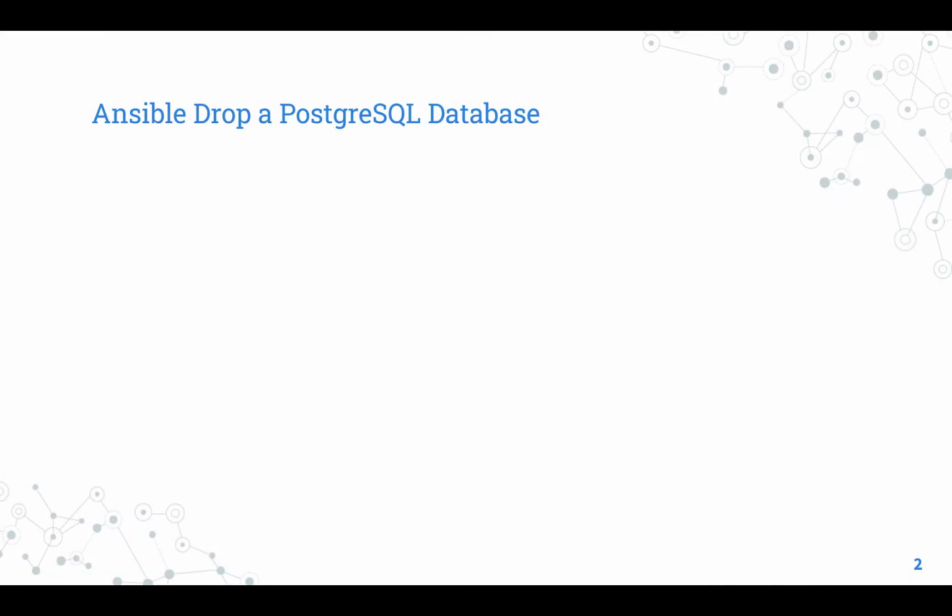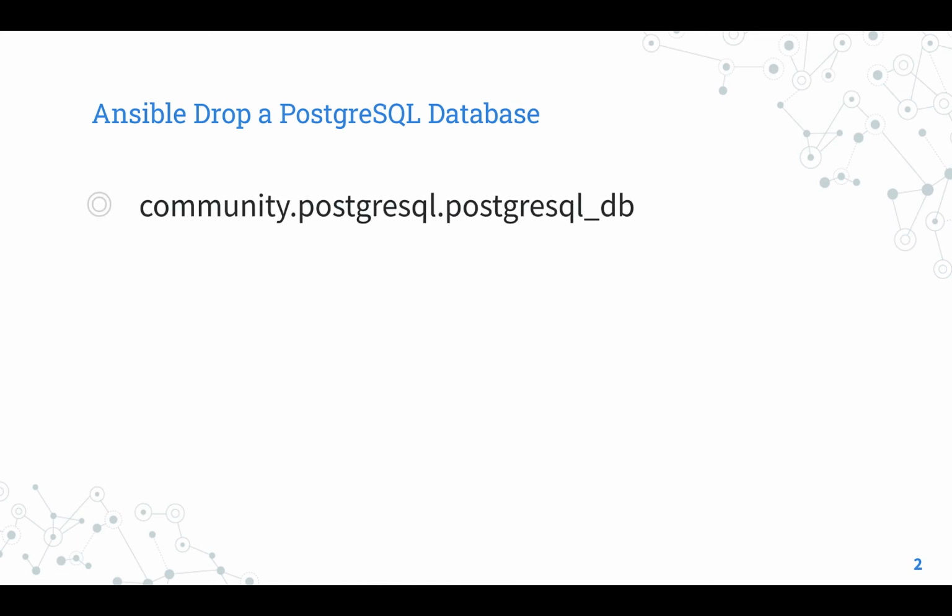Ansible drop a database in PostgreSQL. Let's talk about the Ansible module postgresql_db. The full name is community.postgresql.postgresql_db, which means that it is part of a collection, community.postgresql, maintained by the Ansible community to interact with PostgreSQL.